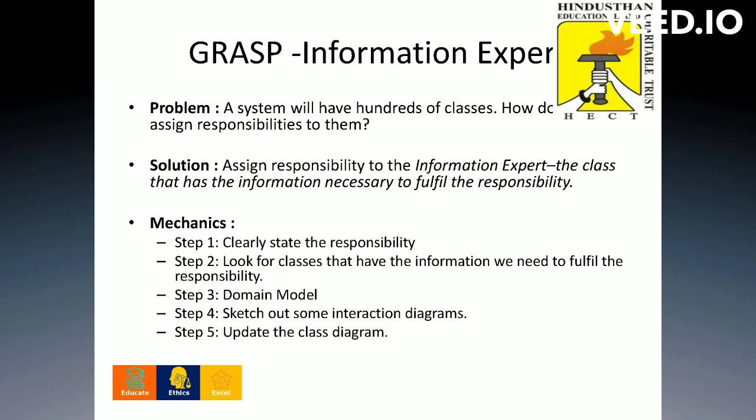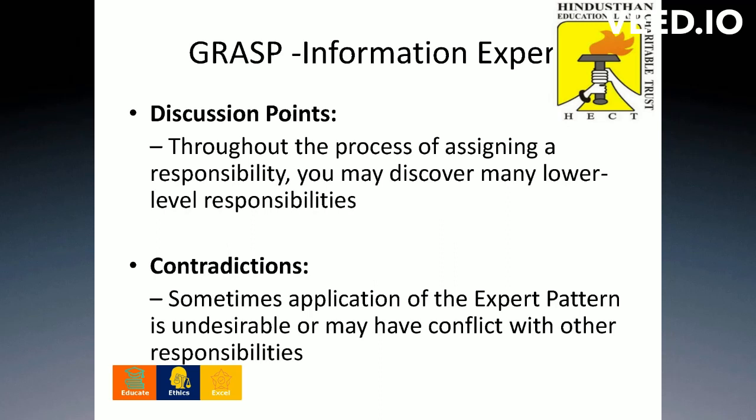Mechanisms. It has 5 mechanisms. One is to clearly state the responsibility. Look at the classes that have clear information. Next one is the domain model. Sketch out some interaction diagrams. Update the class diagram.